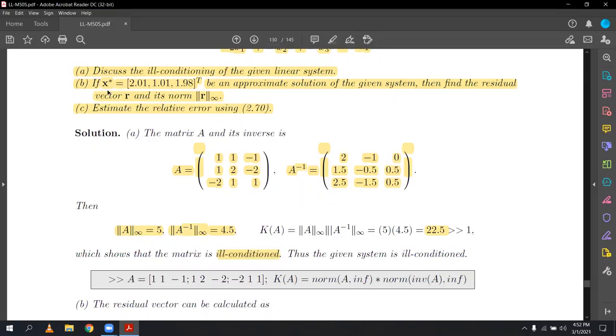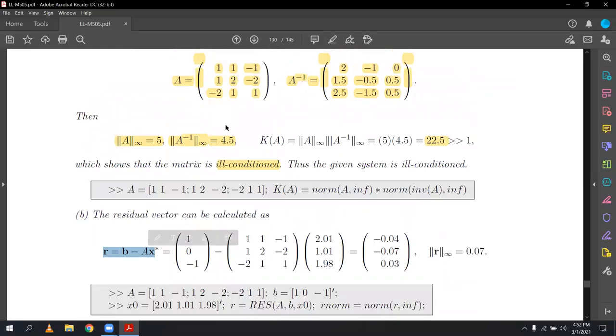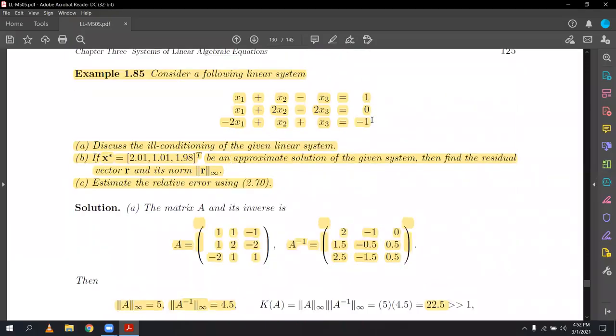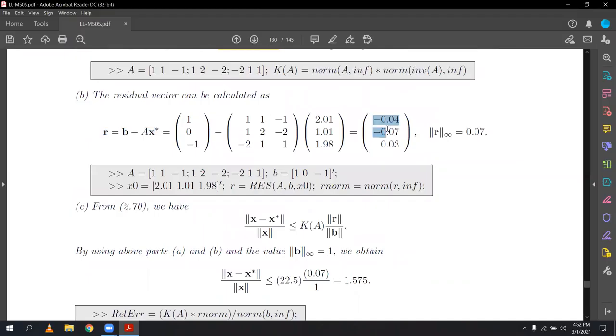And the second part, he says, if x star equals this one, the approximate solution of the system, find R and its norm. You know the formula of R is this one, B minus A x star. B is given, A is given, and x star is also given by the teacher, which is this one. A is this one, B is your right hand side, 1, 0, minus 1. And then you can find this residual vector. And what is the L infinity norm of this one? The maximum element in the absolute sense, which is what? It is 0.07.